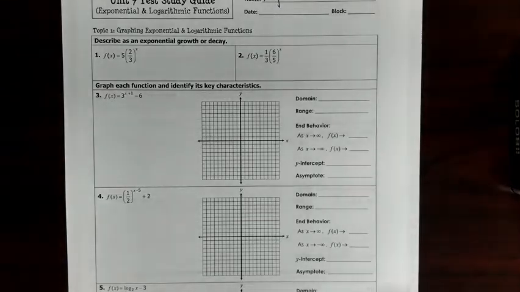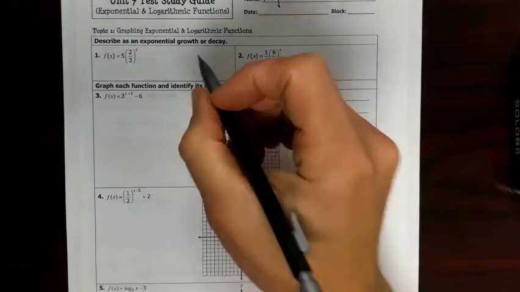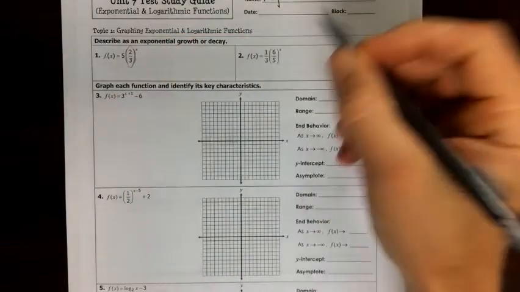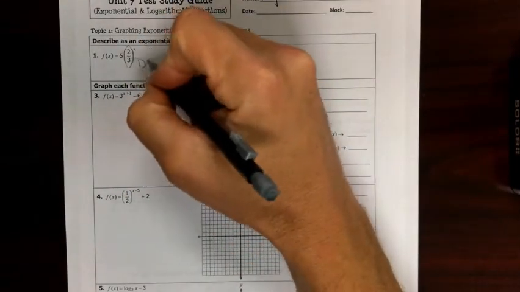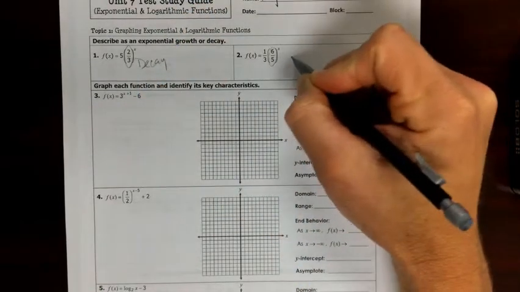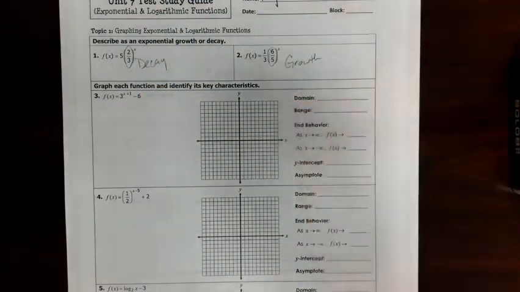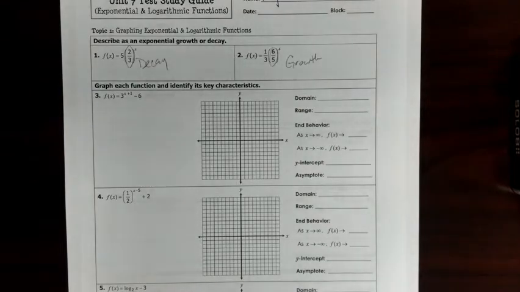Looking at number 1 and number 2, we have an exponential function. We need to identify whether it's growth or decay. This is going to tell me whether it's growth or decay. If it's greater than 1, it's a growth. If it's less than 1, it's a decay. So in this case, that's a decay. 6/5 is greater than 1, so that's an exponential growth. Now, how do we graph these suckers?